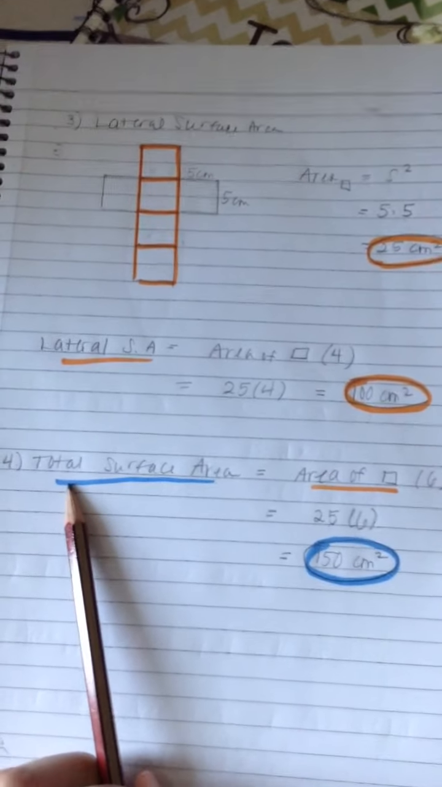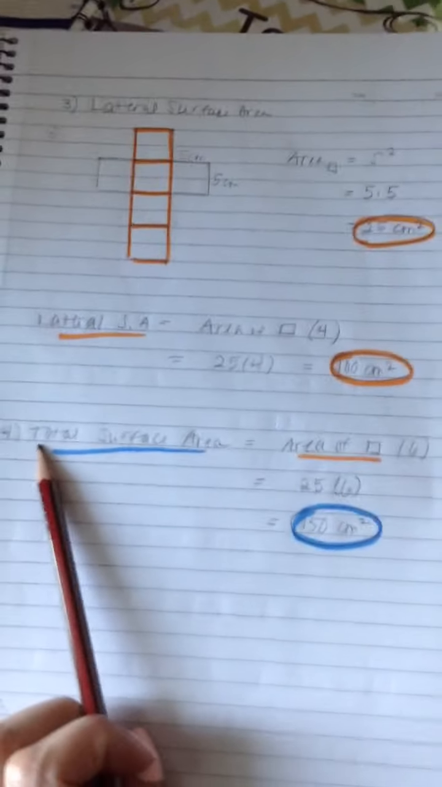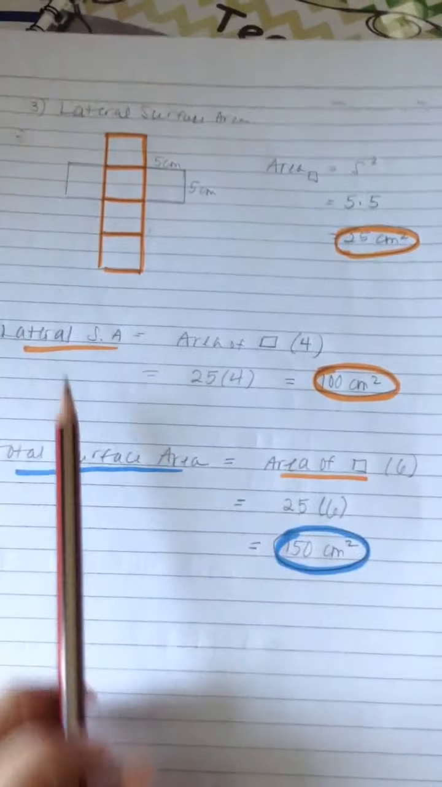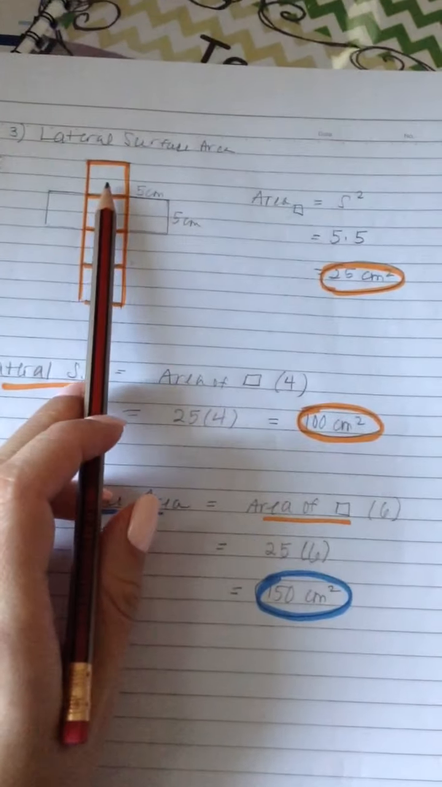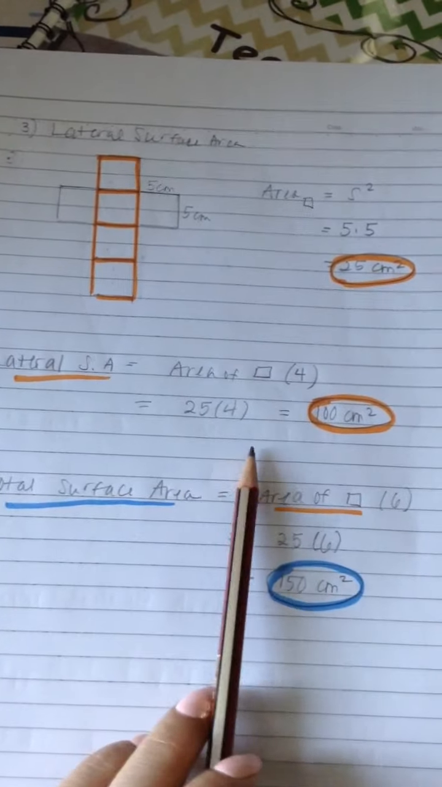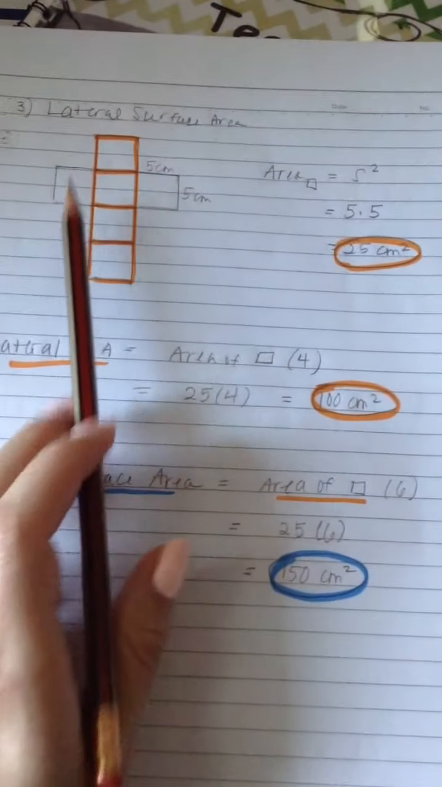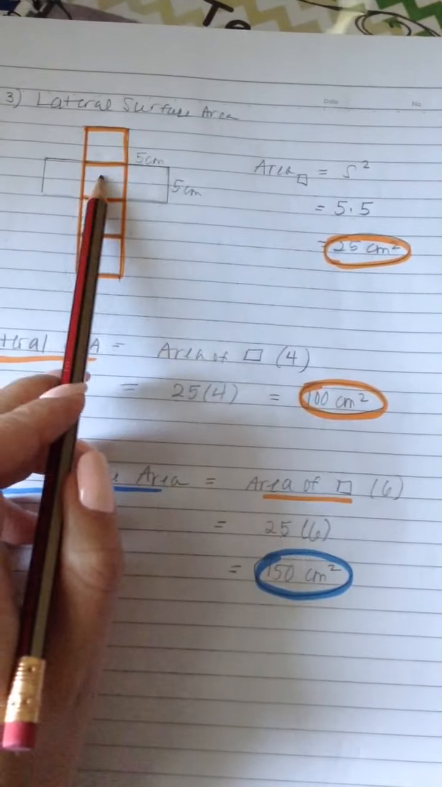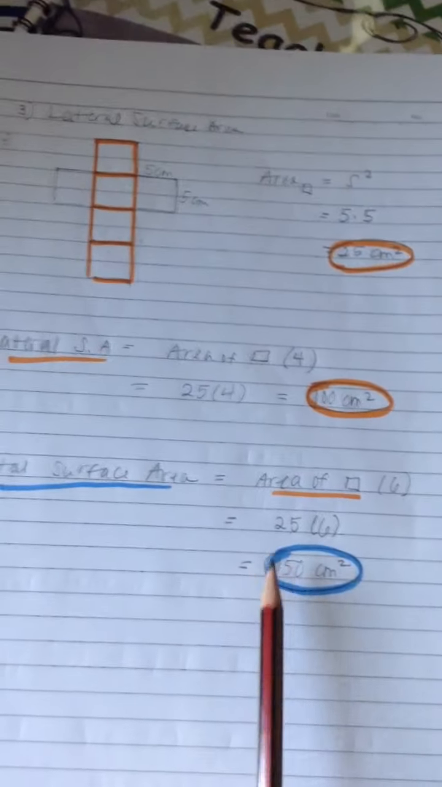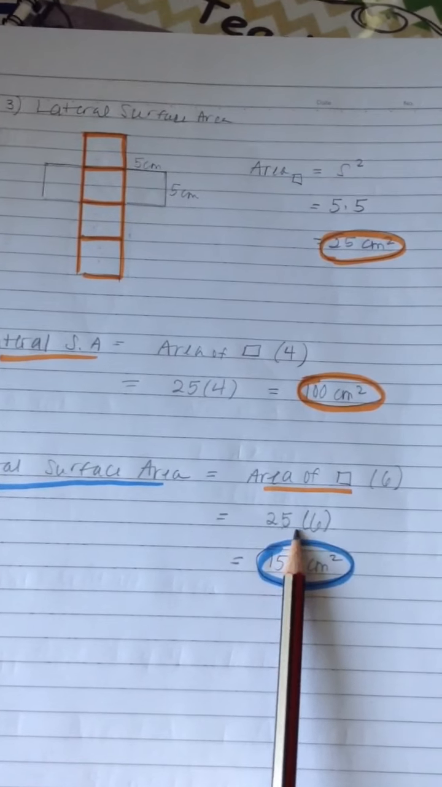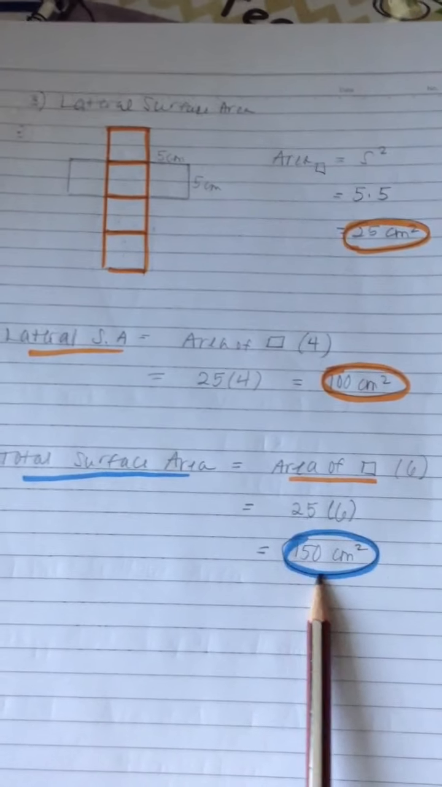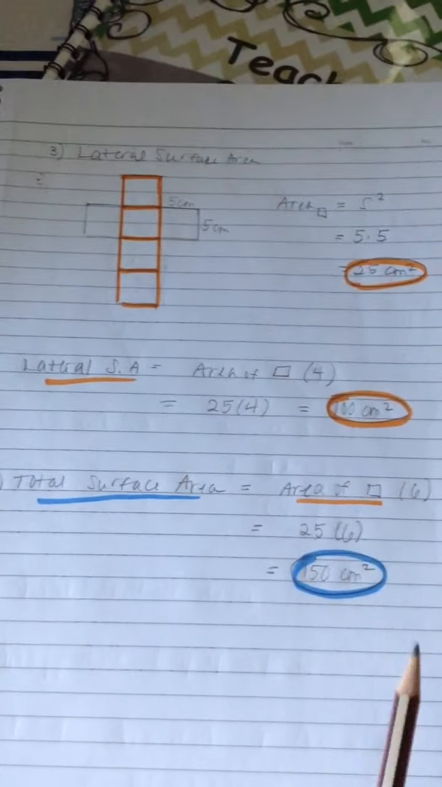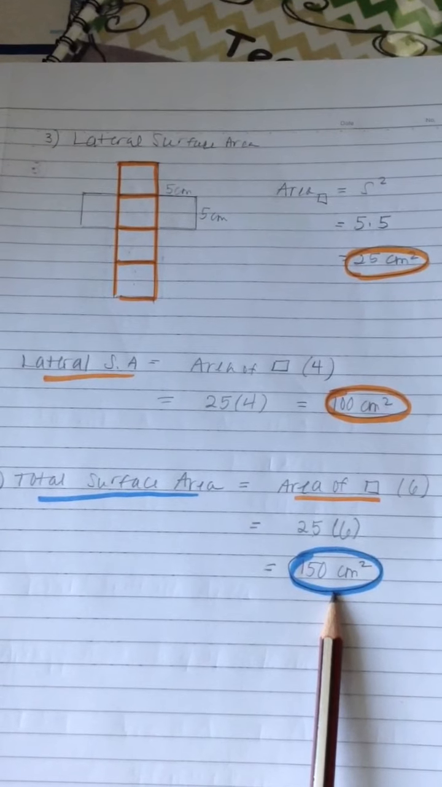Now let's find our total surface area. So to find our total surface area, we must include our faces and our two bases. Okay, well, I know that each square has an area of 25 centimeters squared. So we can go ahead and count the total amount of squares we have. We have 1, 2, 3, 4, 5, 6. So let's do 25 times 6. We get 150 centimeters squared. So the total surface area of the cube here is 150 centimeters squared.